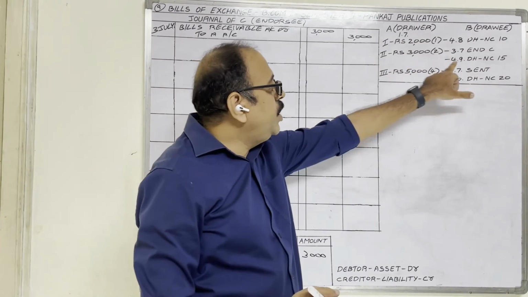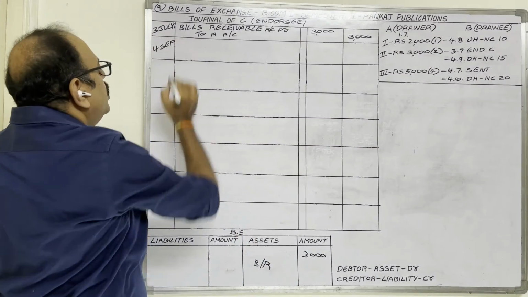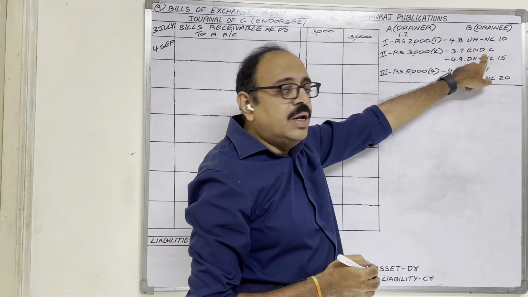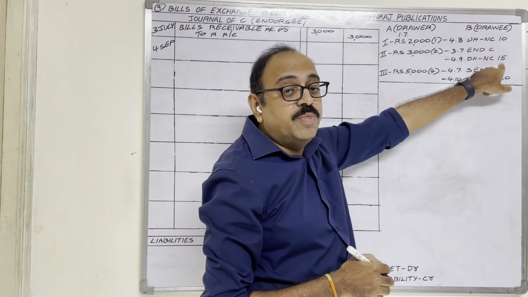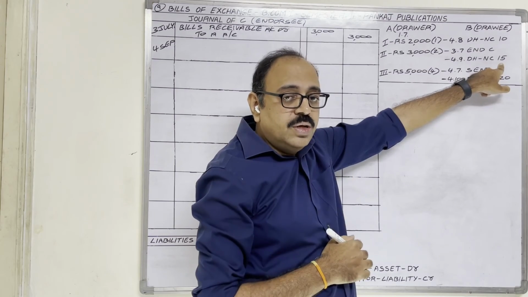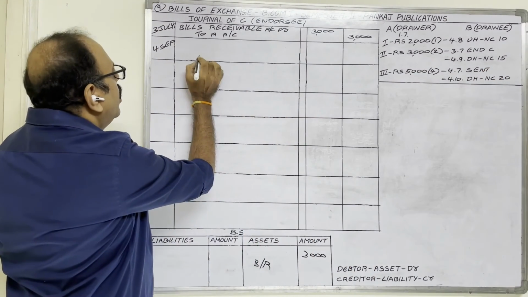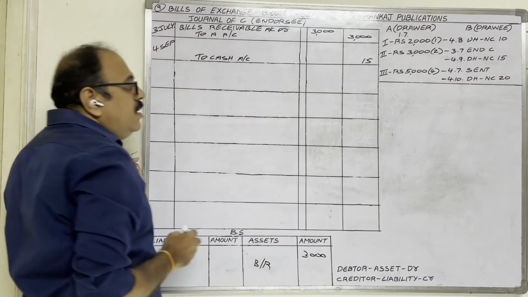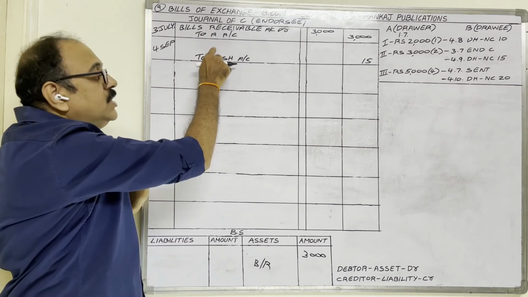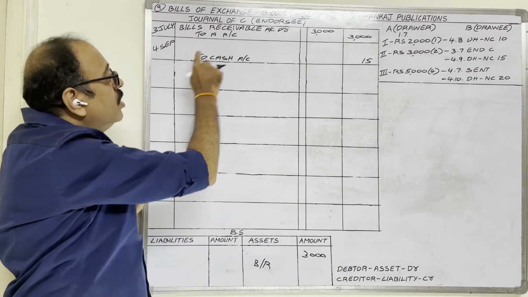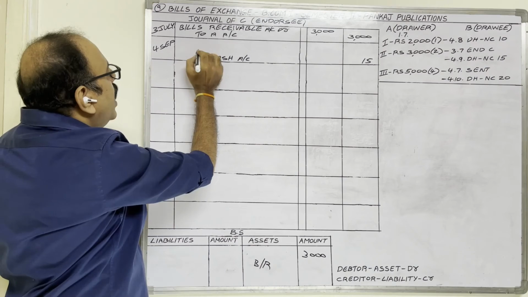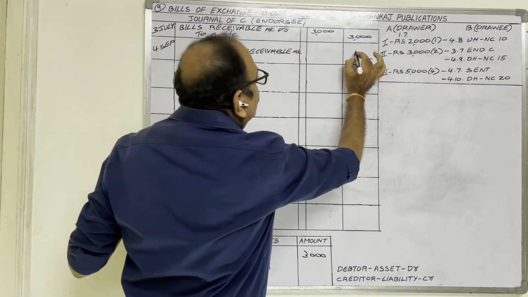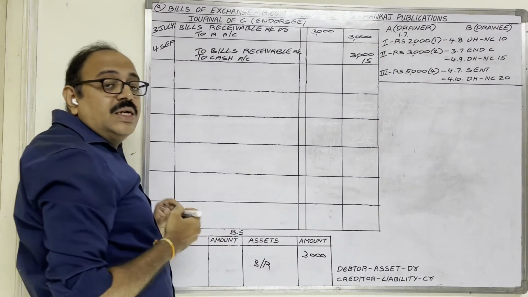Date, second bill due date, 4th September. On that day, C went to B. B dishonored the bill. C paid noting charges 15 rupees. From C, cash is going. Therefore, cash account we have to credit to cash account 15 rupees. And this bill we have to cancel now because money is not coming. By debiting we have created, to cancel we have to credit to bills receivable account. Bill value 3000 rupees.